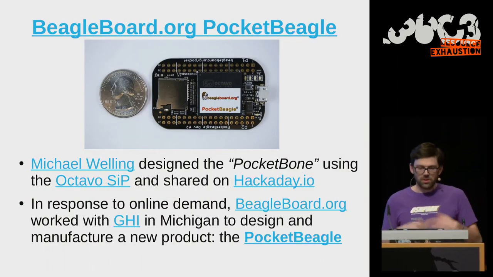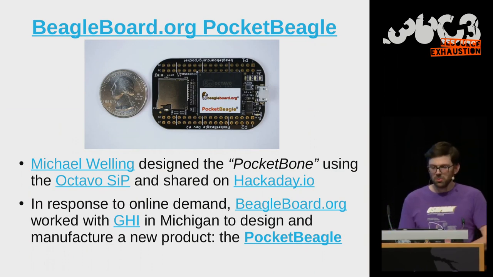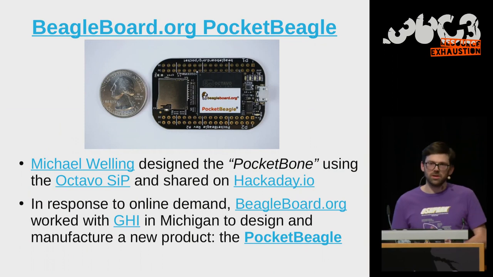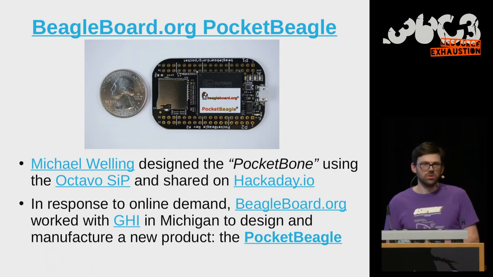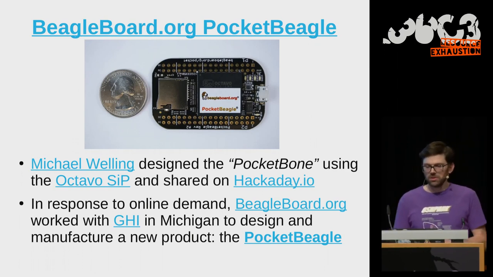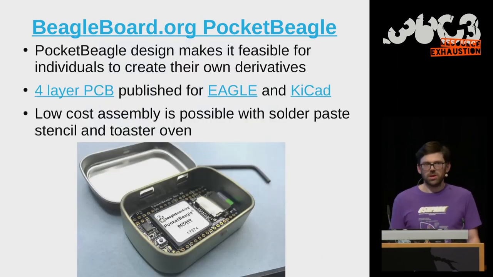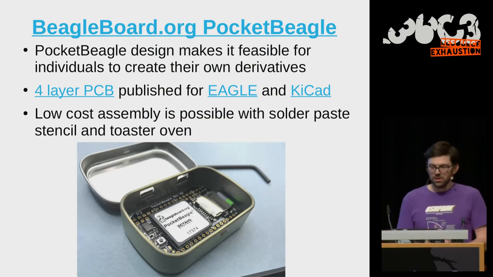And one of the things that's important with open source hardware is we want people to be able to take the design files and make derivatives. So we have the smaller one called the PocketBeagle. The cool thing about this is it's a pretty simple circuit board. It has something called a system in package that integrates a lot of the chips, so it makes the board layout really simple. It's just a four-layer circuit board, and it's available in Eagle and also in KiCad.